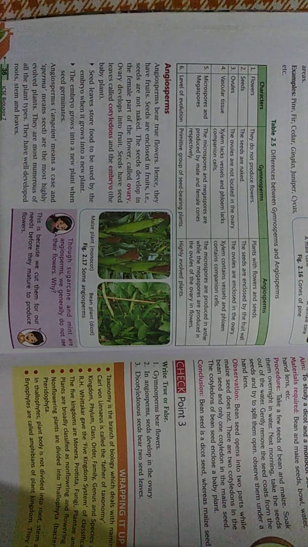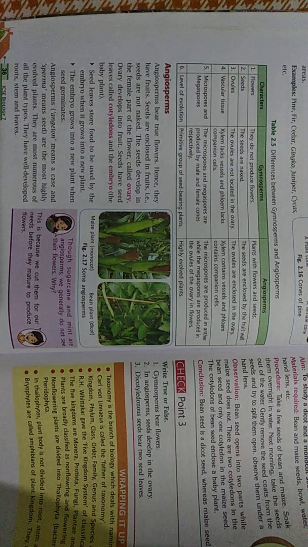So as to provide food to the growing embryo into a new plant, seeds have cotyledons in them which already store the food for the growing embryo. According to the presence of the cotyledon, seeds are divided into two types, that is monocotyledonous and dicotyledonous.